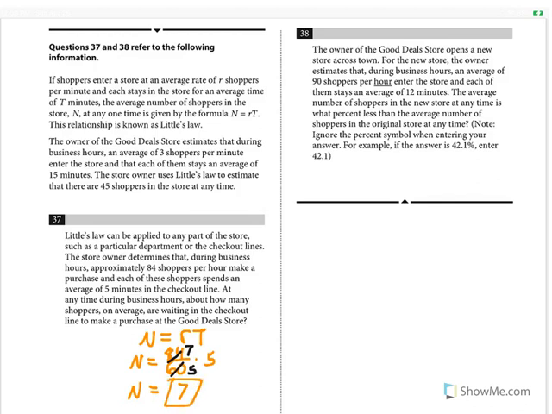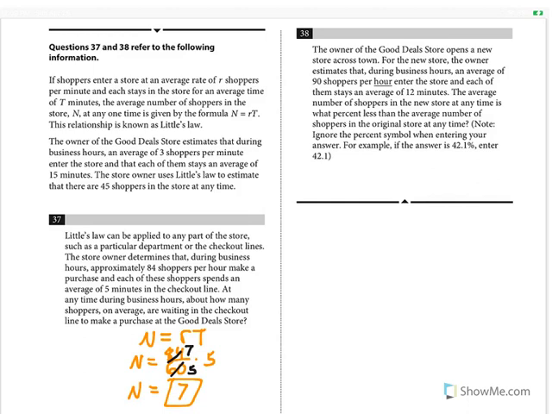The owner of the Good Deals store opens a new store across town. For the new store, the owner estimates that during business hours, an average of 90 shoppers per hour enter the store, and each of them stays an average of 12 minutes. The average number of shoppers in the new store at any time is what % less than the average number of shoppers in the original store at any time? Note, ignore the % symbol when entering your answer. For example, if the answer is 42.1%, enter 42.1.